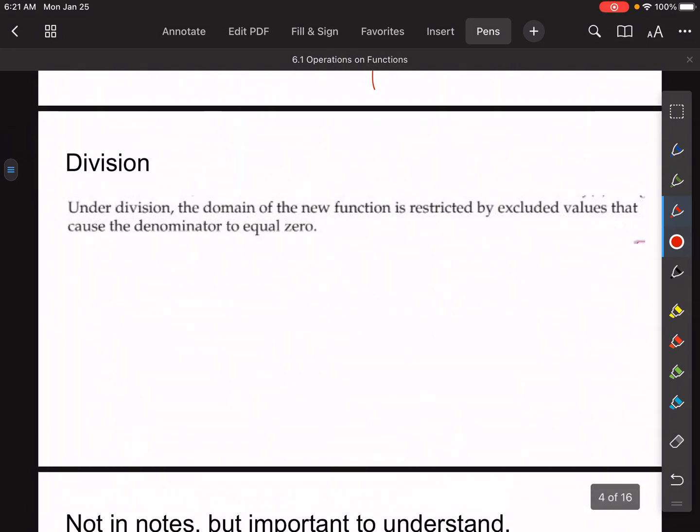Moving right along, for division, it says the domain of the new function is restricted by excluded values that cause the denominator to equal 0. That's because if you take a number like 3 and divide by 0 in your calculator, you're probably going to get some kind of error. Whenever we divide by 0, we know that thing is undefined. The same is true here.